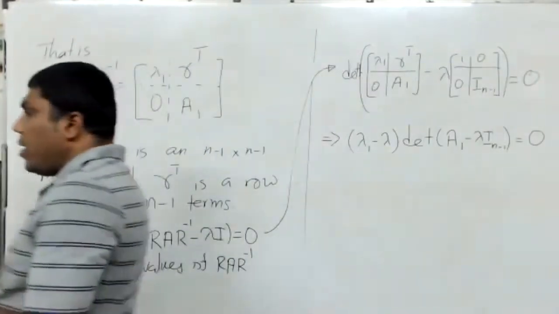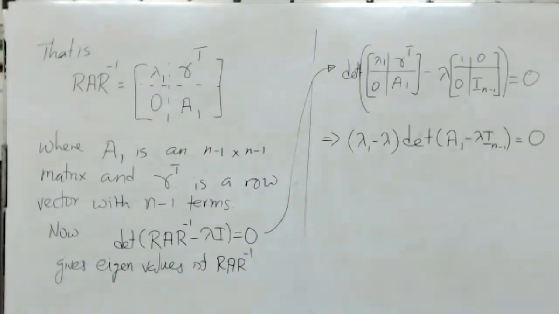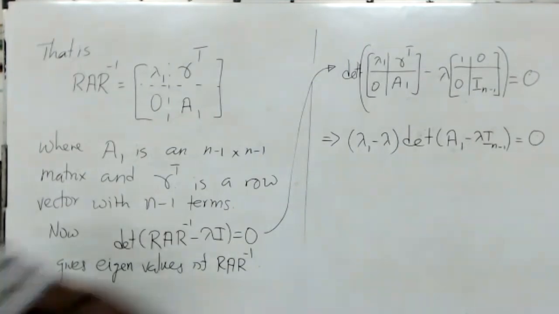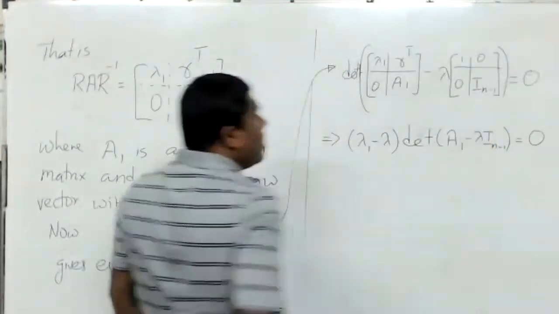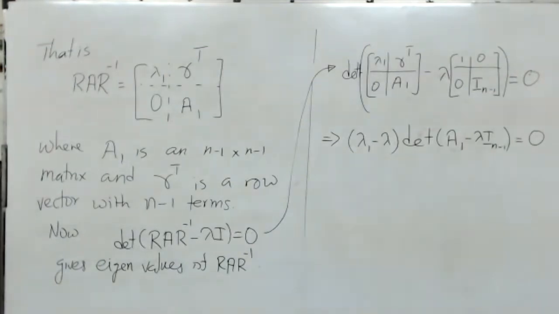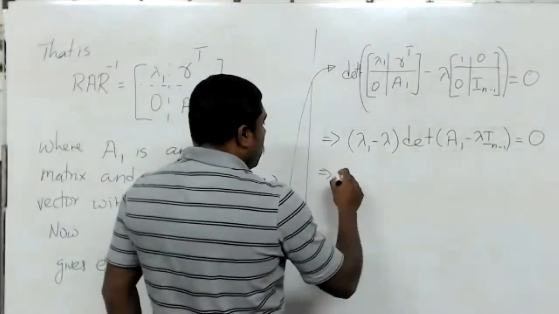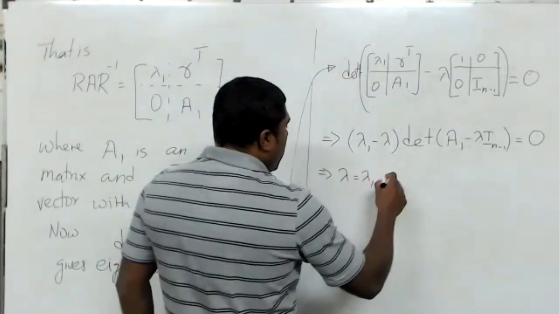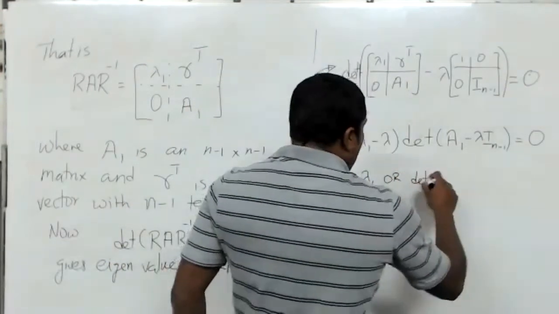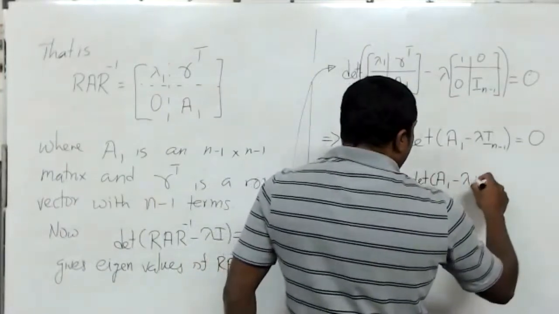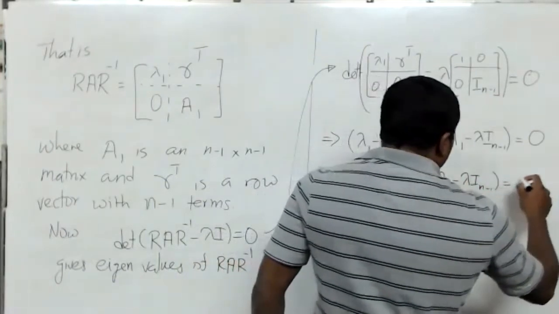So you have (lambda minus lambda 1) times the determinant of this, which is this minus this, right? So the determinant of that is (lambda minus lambda 1, or lambda 1 minus lambda) times the determinant of (A1 minus lambda In minus 1) equal to 0. So this gives you lambda equal to lambda 1, or the determinant of (A1 minus lambda In minus 1) equal to 0.